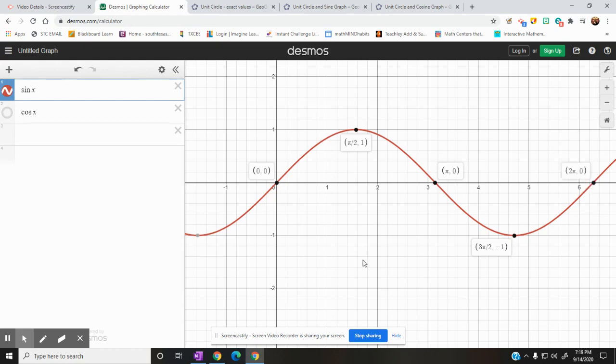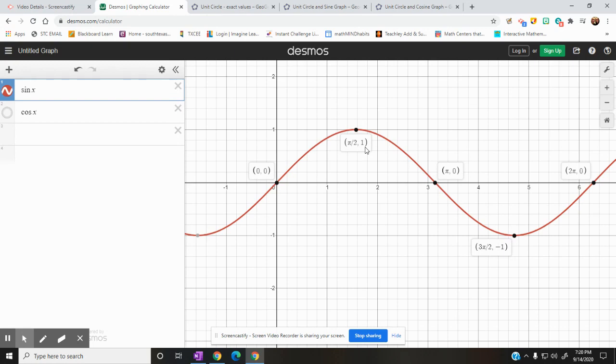Now, why are these the important points to know? Because whenever you're graphing them, you're going to get problems that say shift it up 4 units. So you have to figure out, well, what changes? Does the y change? Shift it right, shift it left, stretch it.